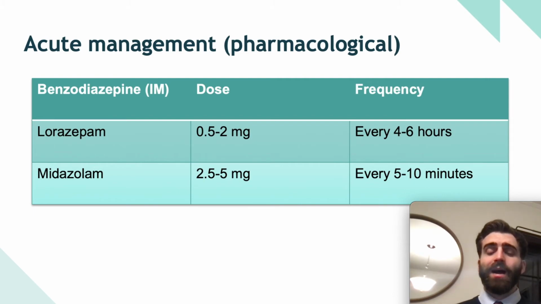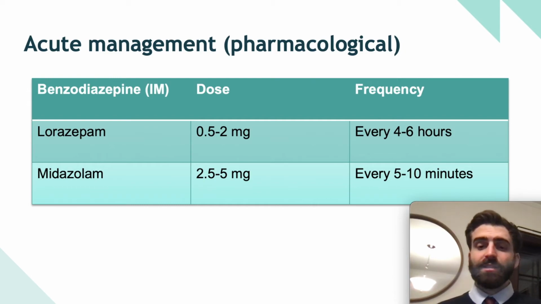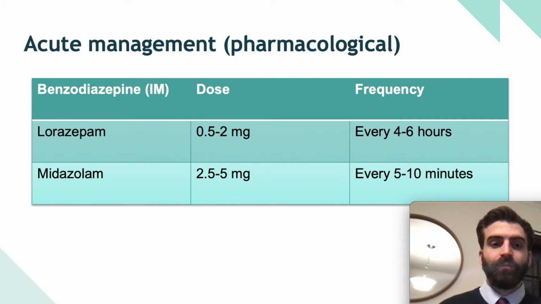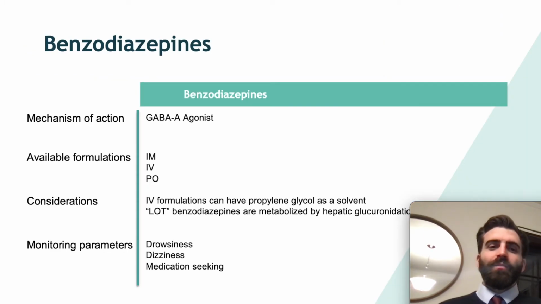So here are two IM, meaning intramuscular, benzodiazepines. We have lorazepam and midazolam. Lorazepam has a little bit longer of an onset, but it lasts for a longer duration, whereas midazolam has a very fast onset, but lasts for a shorter duration. So each of these have benefits and drawbacks. I wanted to spotlight this class a little bit.